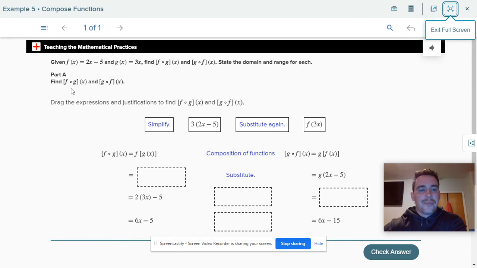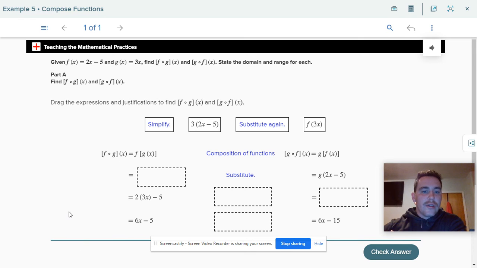This is a drag kind of thing. We're just going to click one of these boxes and drag it where we think it's going to go. The blue ones are in the middle, and the black ones are what we put in the outside boxes. So it says drag the expressions and justifications to find f composed of g and g composed of f of x.